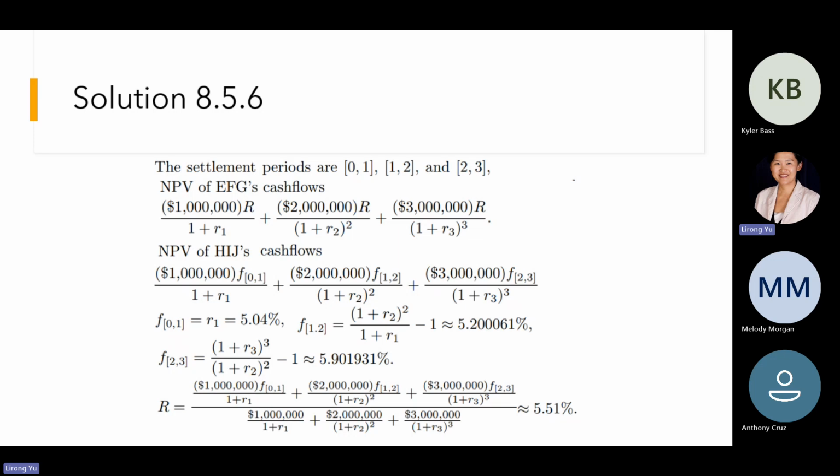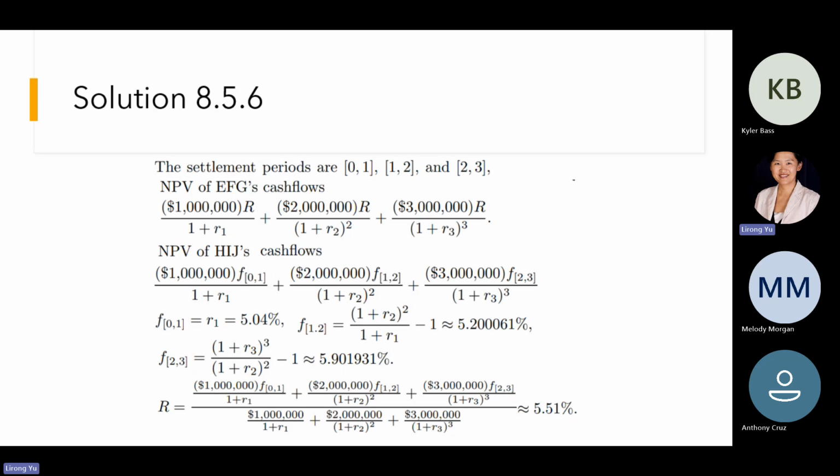Same calculation from year 2 to year 3. From year 0 to year 2 is (1 plus R2) squared, and from year 0 to year 3 is (1 plus R3) to the power 3. So you discount that back to time 2. That's that division, and you subtract 1. It's finding the interest rate. So that's the F23 calculation. Determine the floating rates and plug them into the equation, and you'll be calculating R.